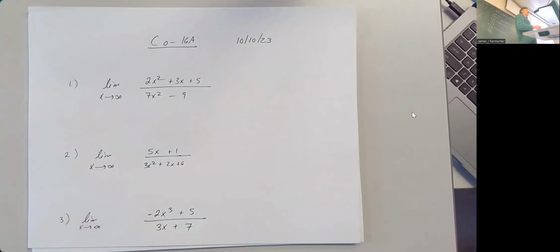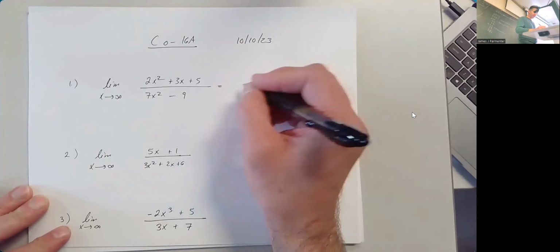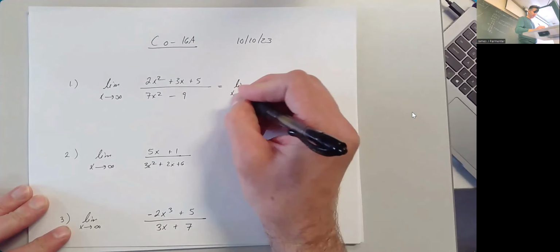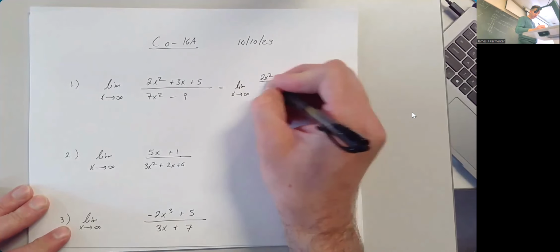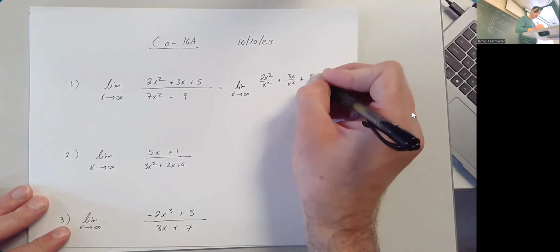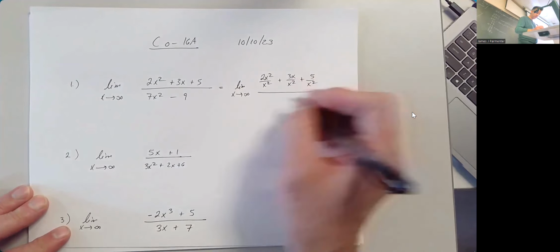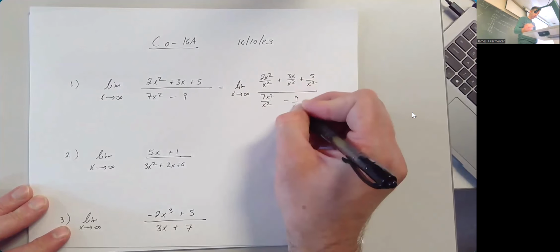And I can either divide everything by x squared, or you can also think of it as factoring out an x squared. It's really the same process either way, and I'll show it both ways, one for the first problem, one for the next one. So here I'm going to divide everything by x squared. I'm going to get the limit as x approaches infinity of 2x squared over x squared plus 3x over x squared plus 5 over x squared, over 7x squared over x squared minus 9 over x squared.